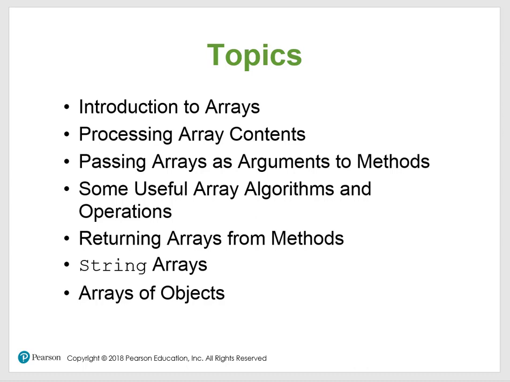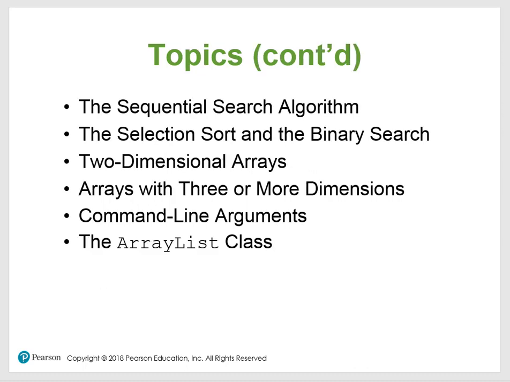There are string arrays, and there are also array objects. There are also the sequential search algorithm, selection sort, and binary search. Some of these you're going to hear again if you ever take data structures as well. There are what's called two-dimensional arrays that you're going to have to process. Basically it's kind of like an Excel spreadsheet that has two addresses for each of the cells. I'm also going to talk to you about arrays with 3 or more dimensions, command line arguments, and lastly the ArrayList class.